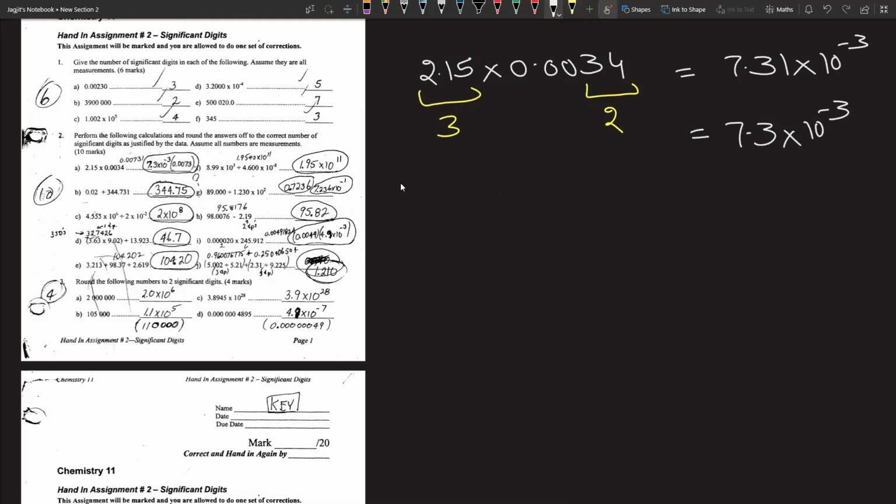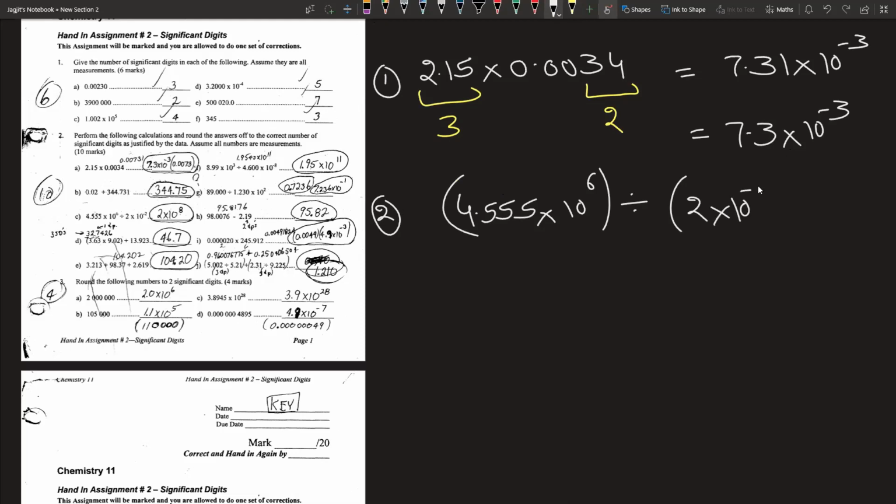Straightforward. Next question. Okay, that's a plus minus 1. We're going to skip that. So we're going to move on to number 3, which is 4.555 times 10 to the power 6. And we're dividing it by 2 times 10 to the power minus 2.